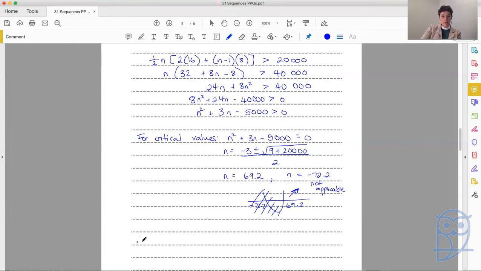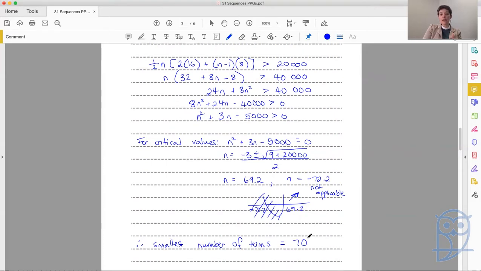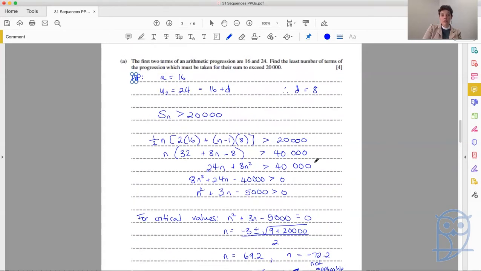So therefore, the smallest number of terms equals 70. We need 70 terms in order for our sum of the terms to exceed 20,000. If we only have 69 terms, we're not going to make it over 20,000. We need 70 terms.